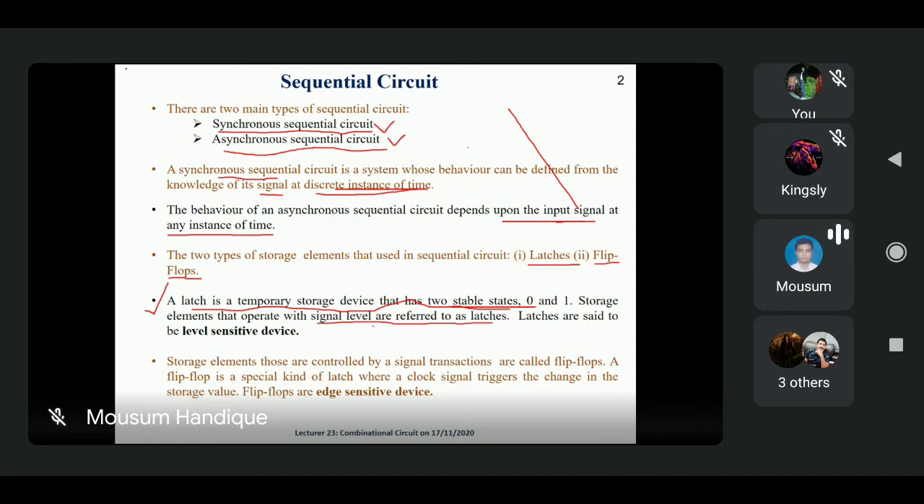Okay, so signal level: when we are using the latch, what happens? We are using the signal level for that particular purpose. Latches are said to be level sensitive. Now what is level sensitive? Suppose this is one type of diagram, sometimes called a timing diagram.